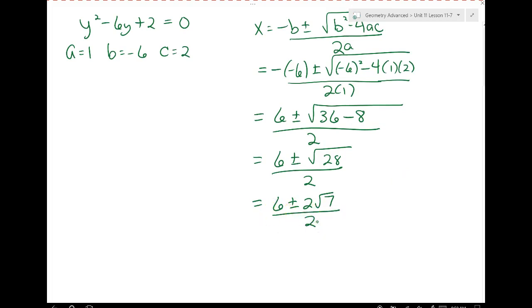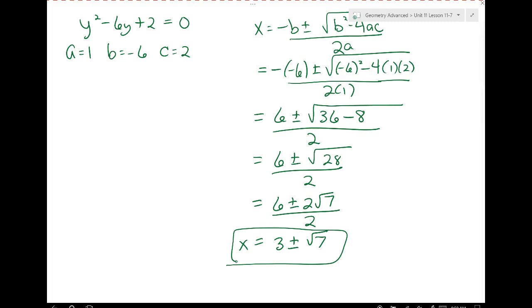Now I can simplify. Now I can ask, does 2 divide into the 6, and does 2 divide into the 2? Yes. So then that can simplify down to, what do we have here? 3 plus or minus the square root of what? That's your actual work. Can't factor it. That's your option.